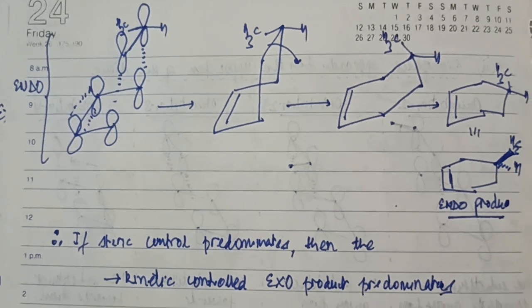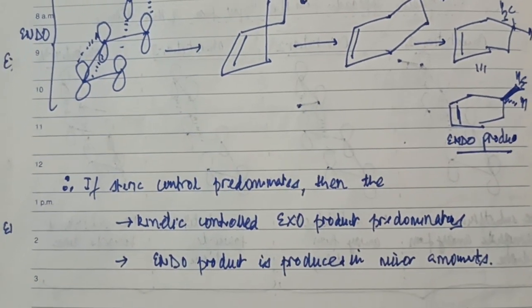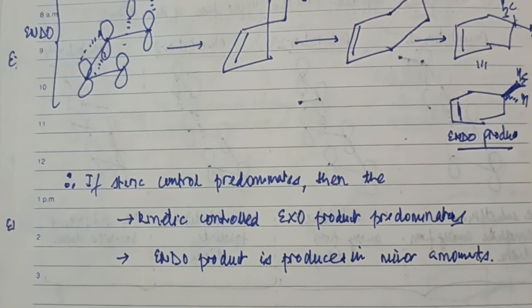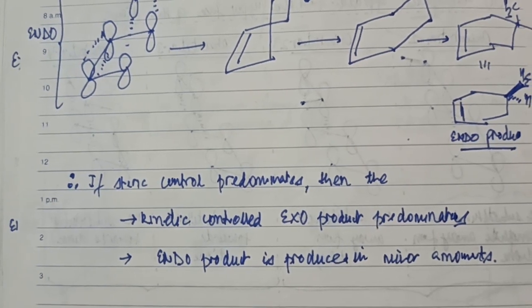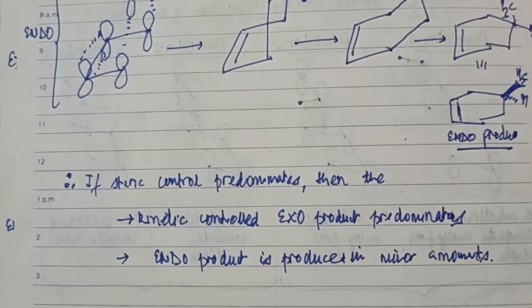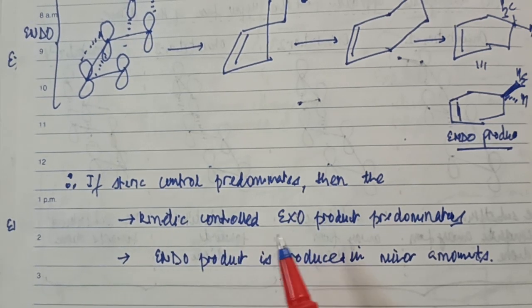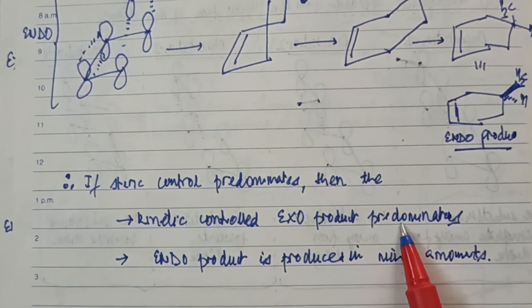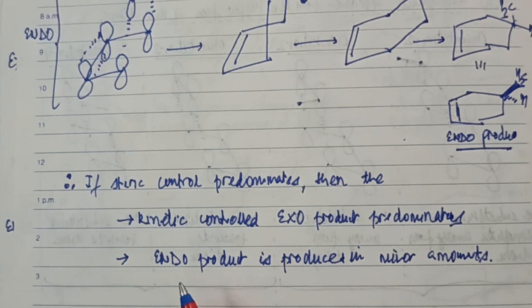And as I've told you, we'll be talking about electronic controls in the next example. If there is no electronic control in the reaction and it is only the steric effect which takes precedence, then probably the reaction would follow kinetic control, and it is the exo product under those conditions which will predominate. However, the endo product would always remain in minor amounts.